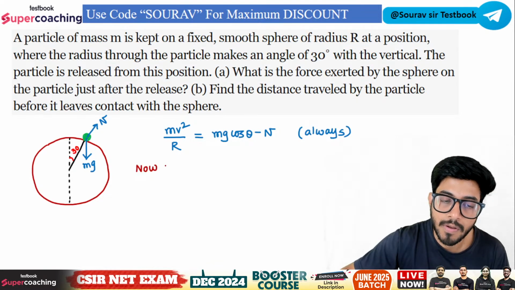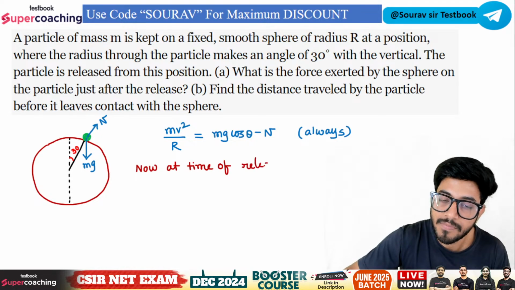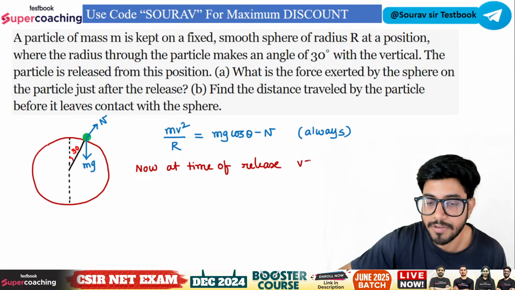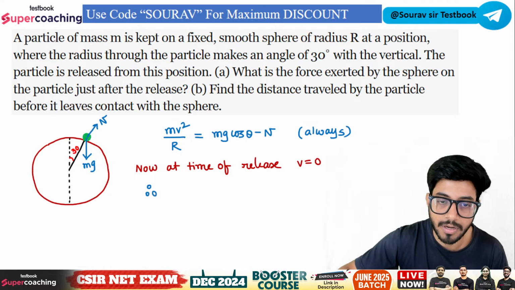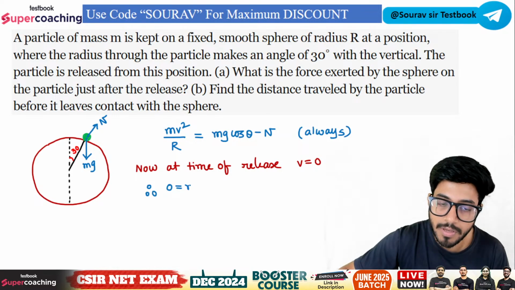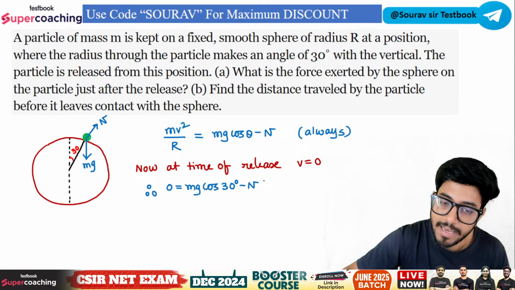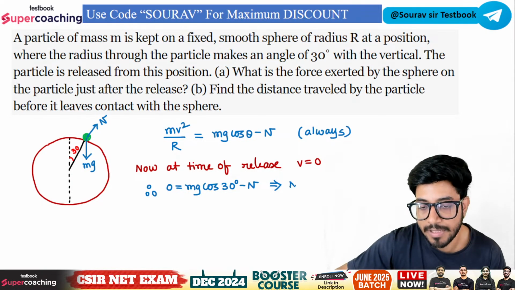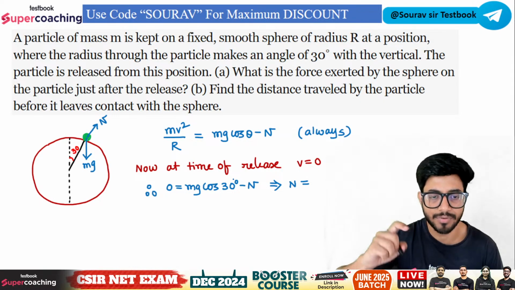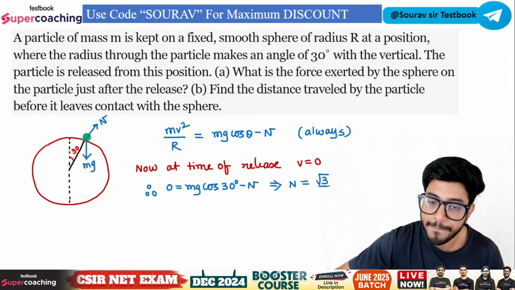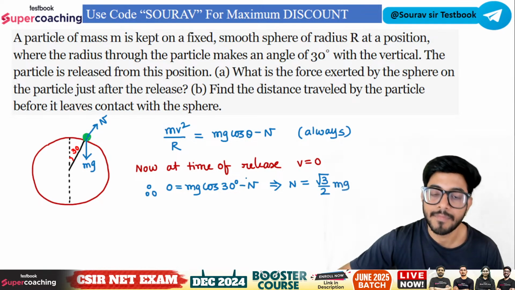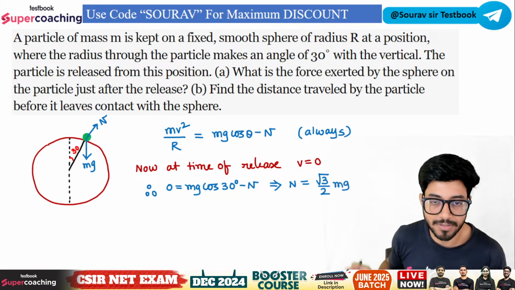Now at the time of release, the velocity of the particle was 0, and therefore mg cos 30 degree minus N equals m times 0, from where you will get N. N is actually equal to mg cos 30, which is root 3 by 2 mg. Done. So part A has been solved.